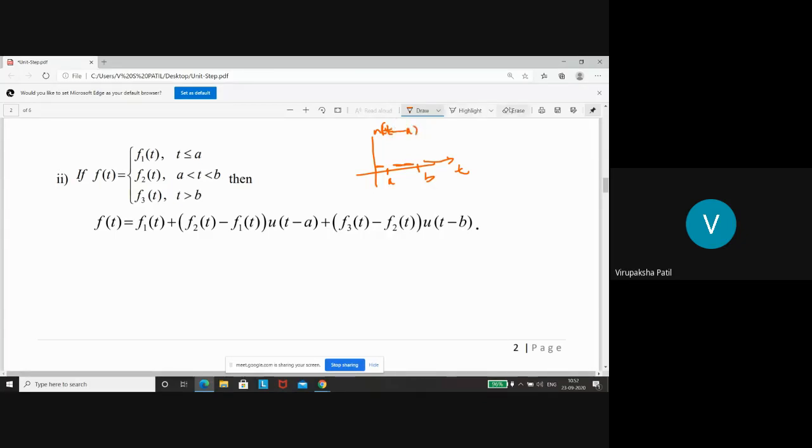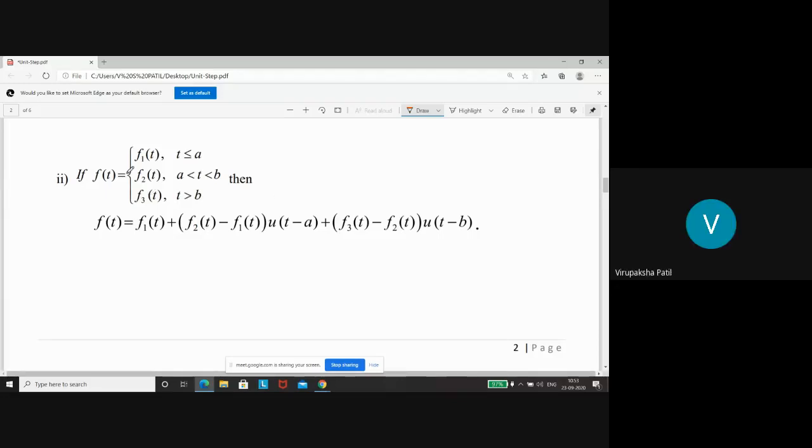Is that clear? Clear or not? Am I going a bit fast? Will it be okay?